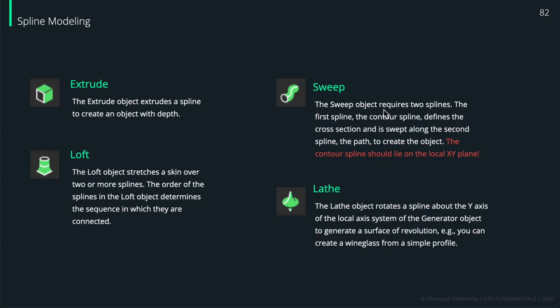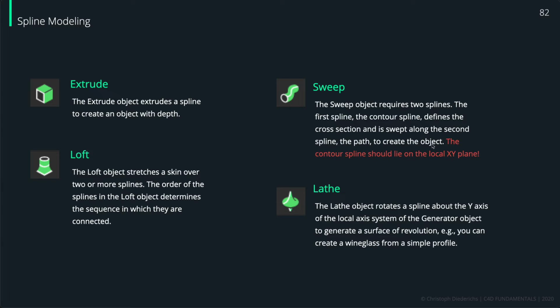The sweep object requires 2 splines again, but this time only 2 splines, not more. The first spline, the contour spline, defines the cross section and is swept along the second spline, the path, to create the object.